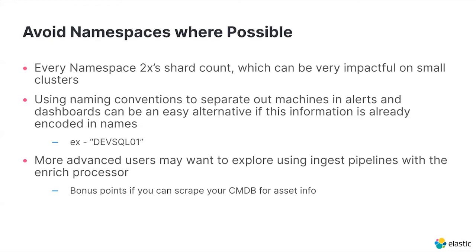If you're a more advanced user, it may be worth looking at ingest pipelines to do the same thing. This is primarily if you would typically have had a large number of namespaces. It might be easier to look at ingest pipelines and enrich processors to pull in data from your CMDB or just from a static index, and then just attach additional fields that you can search on. That has its own CPU hits, so that's definitely something that you need to optimize around and experiment with, but it's a potential way of figuring out better ways to work there.